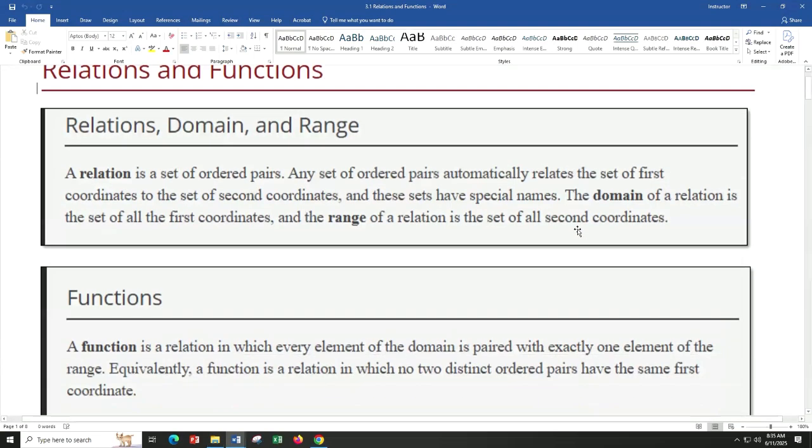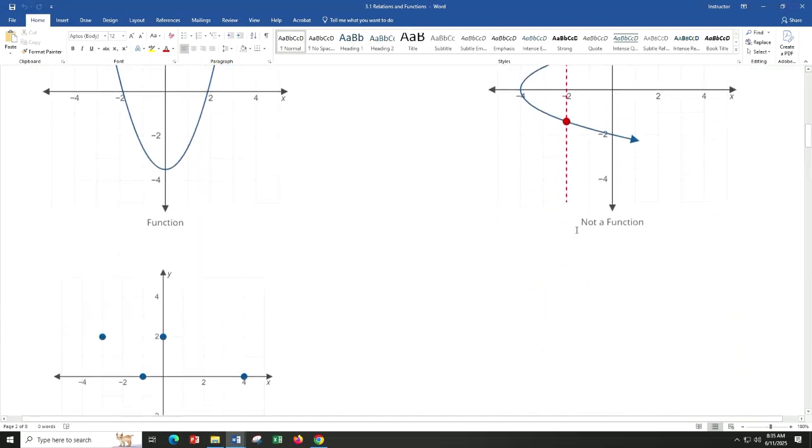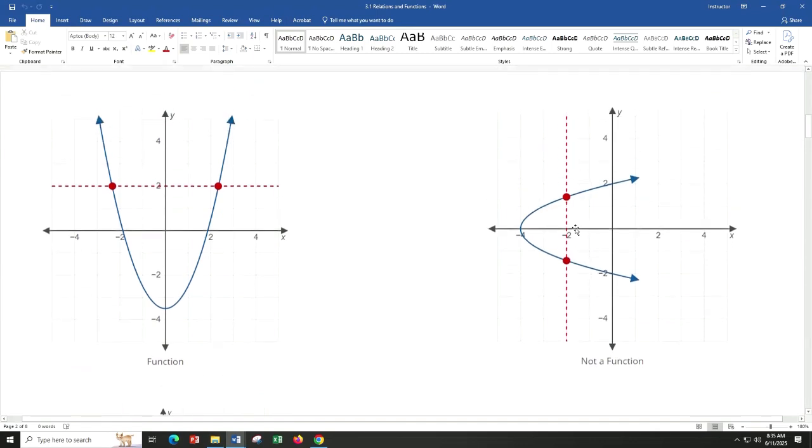But remember, we talked about sets, talked about function. We talked about function notation. What is a function? That's important right there. What is a function? Okay. It has to pass the vertical line test. Has to. Okay. For us, it has to pass the vertical line test.